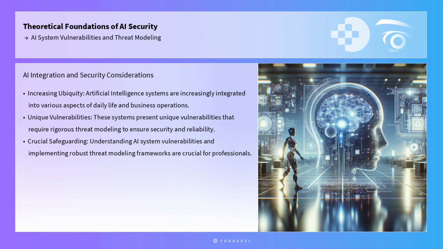Artificial intelligence systems are increasingly integrated into various aspects of daily life and business operations, offering unprecedented efficiencies and capabilities. However, as these systems become more ubiquitous, they also present unique vulnerabilities that require rigorous threat modeling to ensure security and reliability. Understanding AI system vulnerabilities and implementing robust threat modeling frameworks are crucial for professionals aiming to safeguard these systems against potential threats.